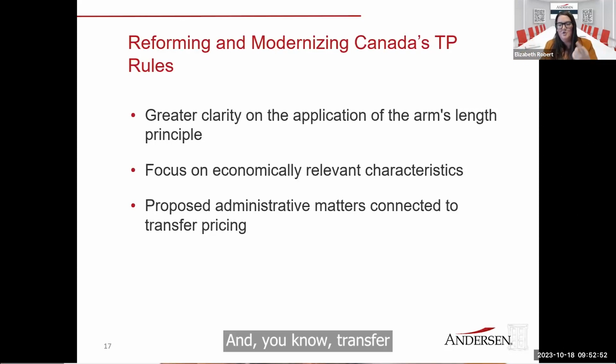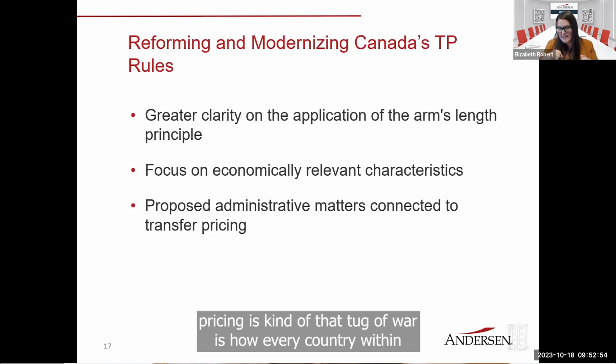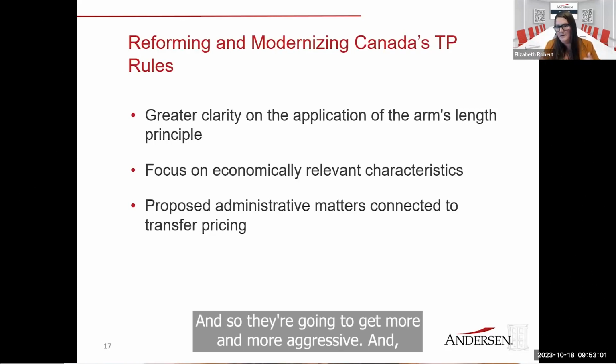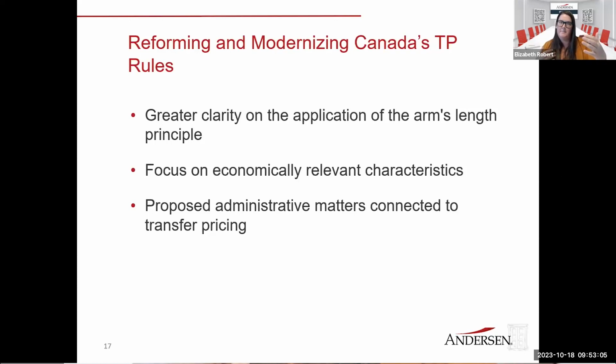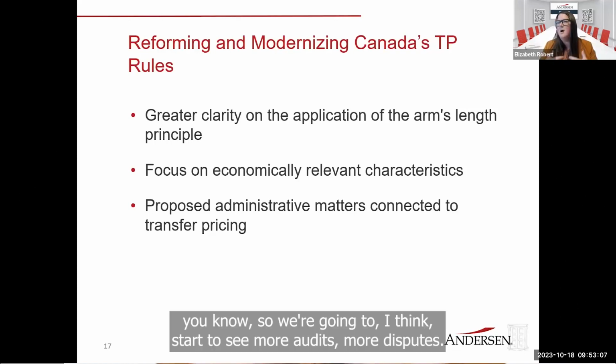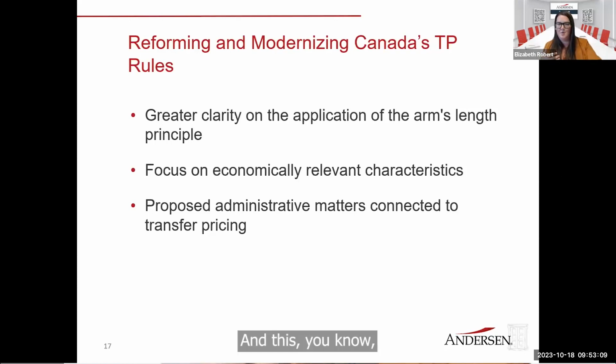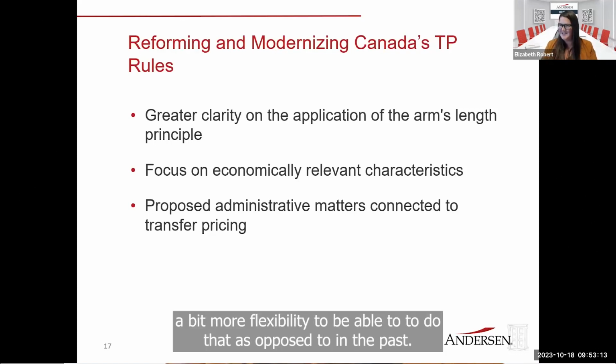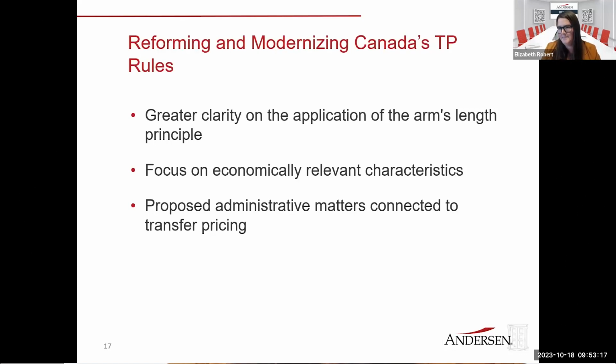Transfer pricing is that tug of war, where every country within which a multinational operates is asking who's going to get what share of that $1. And so they're going to get more and more aggressive. So I think we're going to start to see more audits, more disputes, and this reforming and rewriting of the laws is just going to allow the CRA a bit more flexibility to be able to do that, as opposed to in the past.